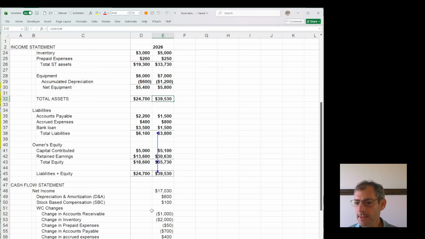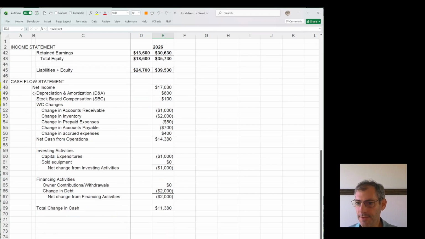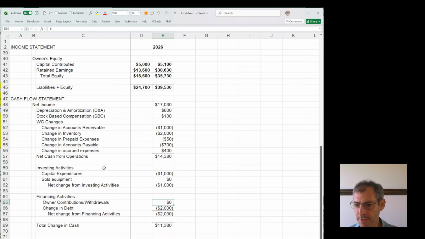And then the last piece is when I look at all these cash flow statement items, I've got them all here adjusted. Oh, well, I forgot to touch on one other piece, which is, let's say we just sold no equipment, so that's 0. There were no additional contributions other than the stock-based compensation that we talked about. And then the change in debt. So I'm showing here $2,000.